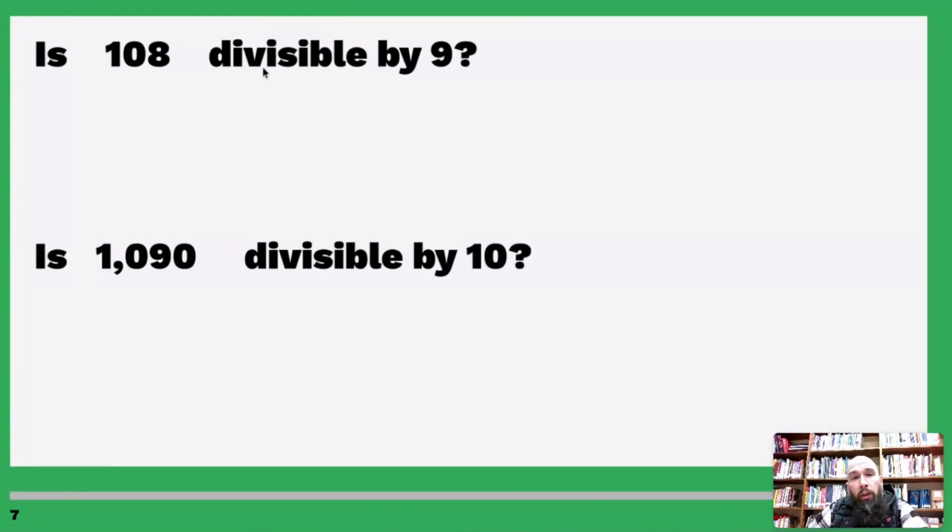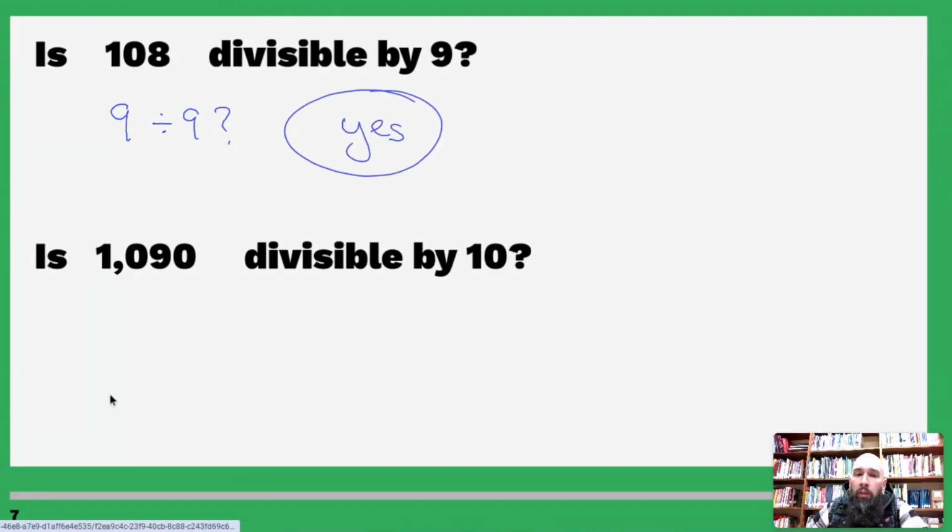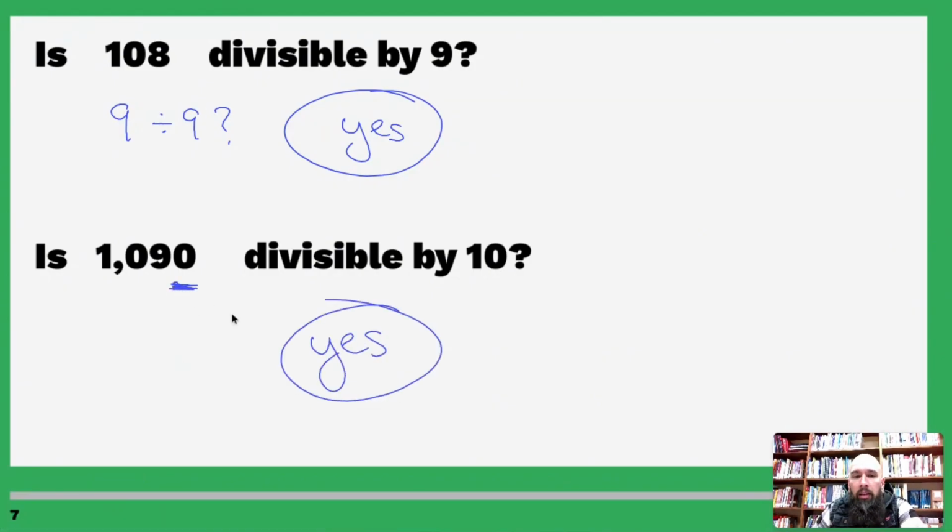Is 108 divisible by 9? Well, what you do is you add the digits. 1 plus 0 is 1. 1 plus 8 is 9. Can you divide 9 by 9? Yes, you can. Then yes, 108 is divisible by 9. Okay? Add the digits. Can you divide by 9? Yes, you can. Is, oh boy, 1090 divisible by 10? Well, if it's divisible by 10, then the only thing you need to worry about is that last digit, 0. Yes, it is. Then yes, this is divisible by 10.